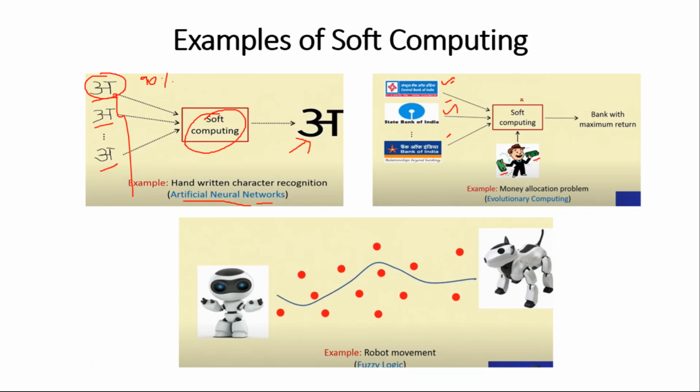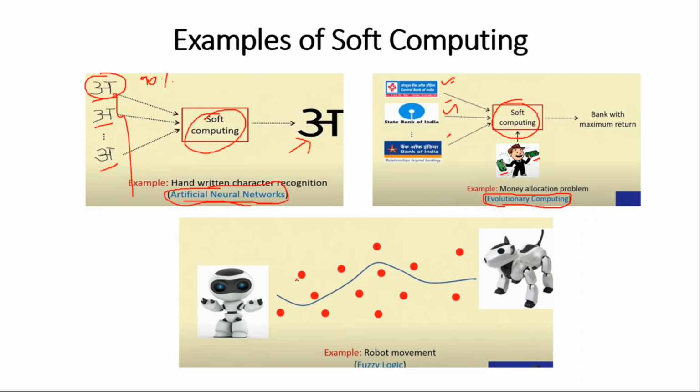Now you need to write a program to find that. You cannot do this with hard computing, you have to go for soft computing. This type of problem can be solved using a technique called evolutionary computing, whereas for solving the previous type of problems we use ANN, artificial neural networks.